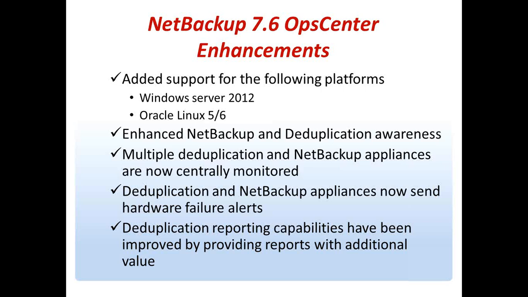This is pretty important because one takeaway from this for Ops Center, a major takeaway, is that 7.6 Ops Center is appliance aware. All right, that is a major change. Deduplication, fully appliance aware, I should say. NetBackup deduplication appliances now send hardware failure alerts, and deduplication reporting capabilities have been improved by providing reports with additional value.